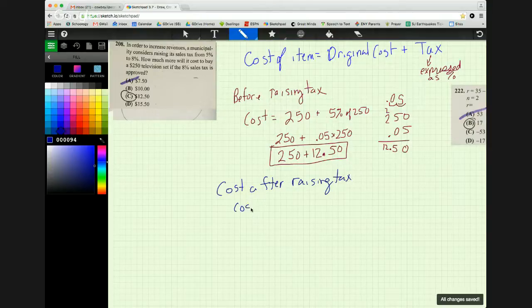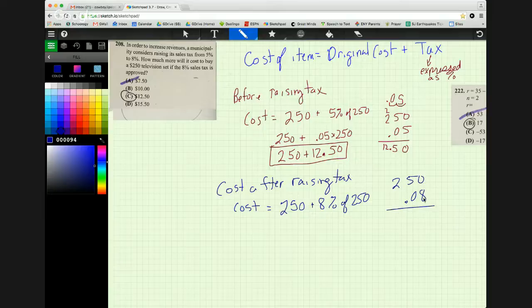Well, the cost is equal to the same as before, with the exception of being 250 plus 8% of 250, because we raised that tax to 8%. So now we have 8% of 250, and we have to figure out, well, what's 8% of 250? Well, that's 0.08 times 250.